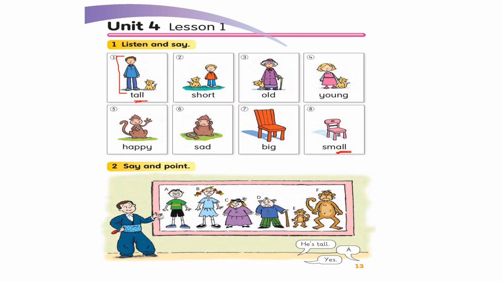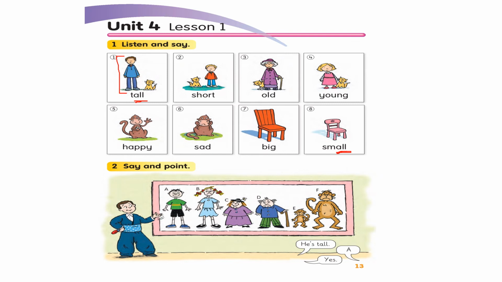We can say he is happy and short. Happy and short. Also, we can say happy, short, and young. Okay. And the last one we have, this monkey. He is tall, old, and sad. Okay.